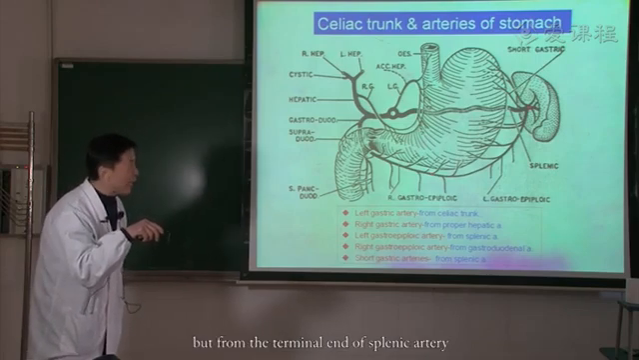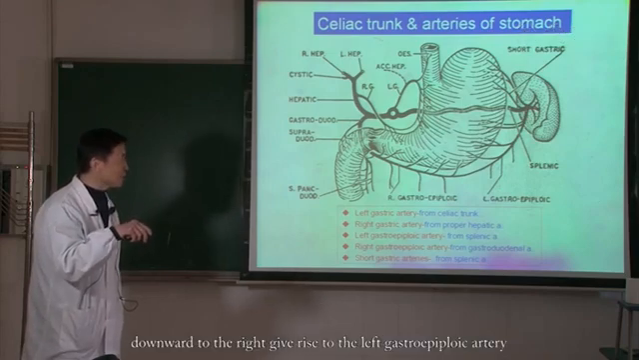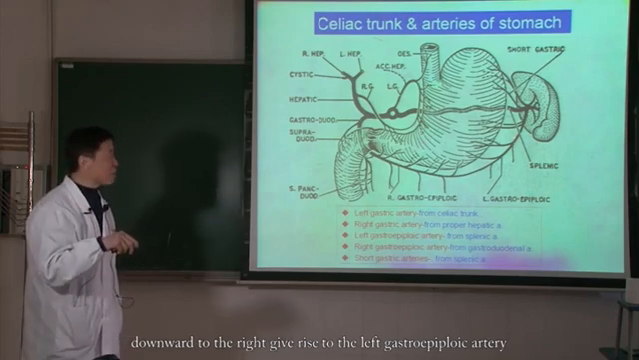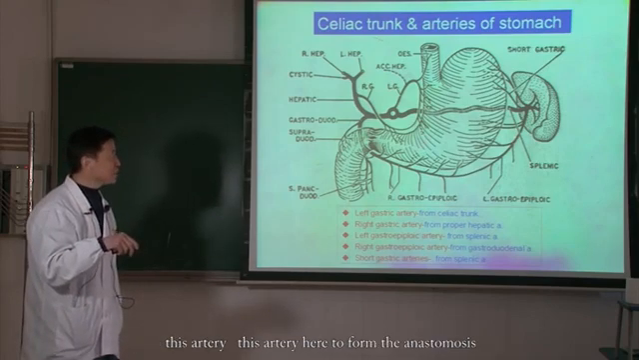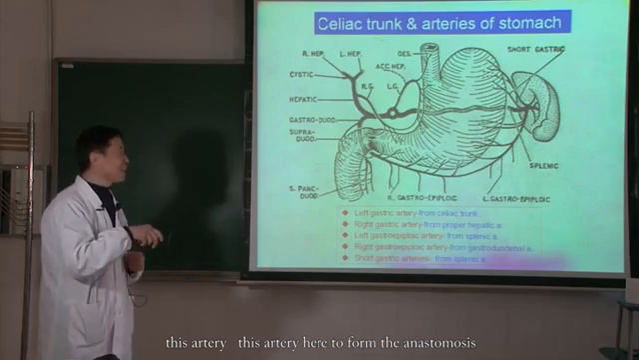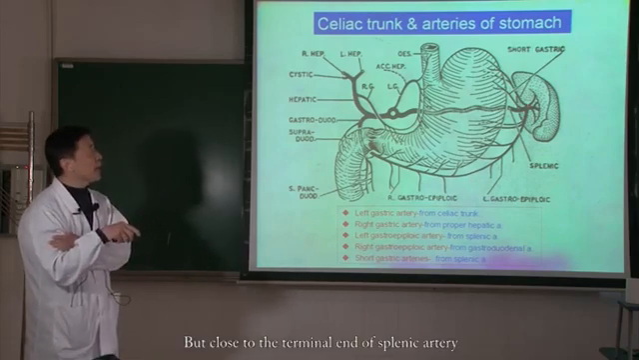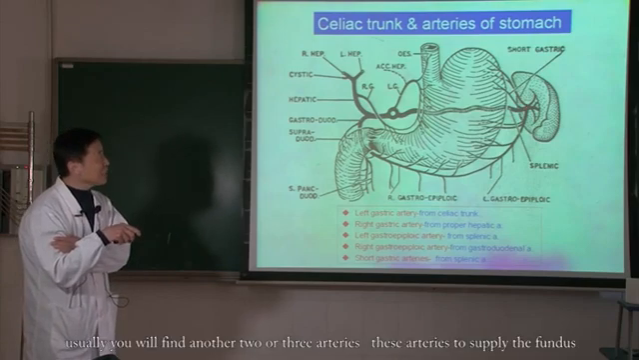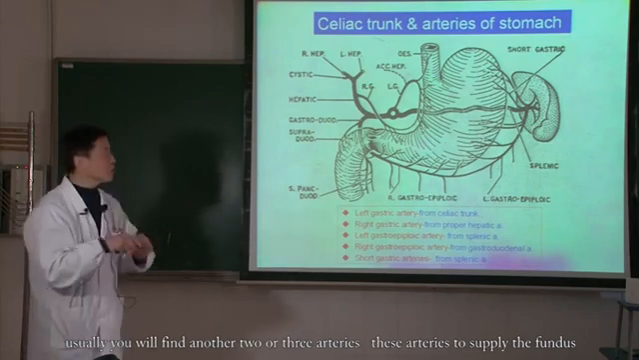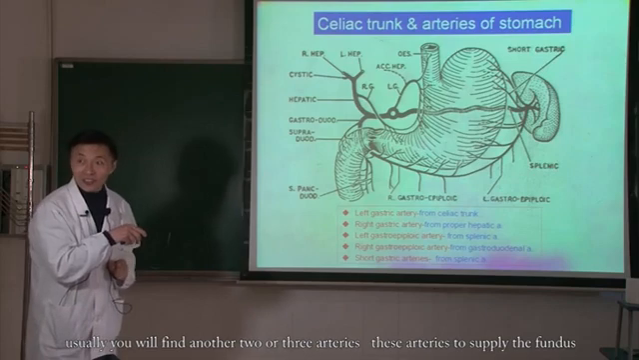From the terminal end of the splenic artery, downward to the right, arises the left gastroepiploic artery. This artery and this artery here form an anastomosis. Close to the terminal end of the splenic artery, you will usually find another 2 or 3 small arteries. These arteries supply the fundus.